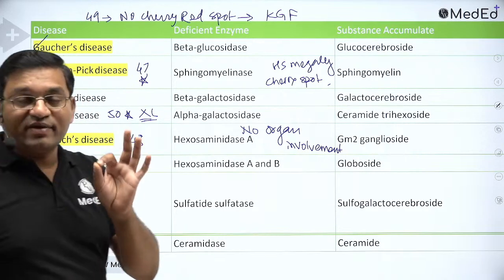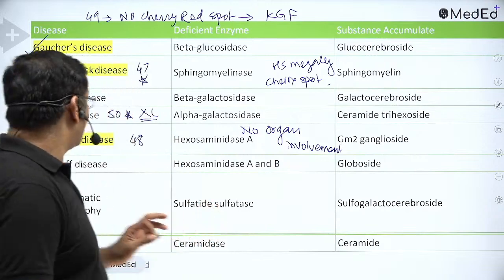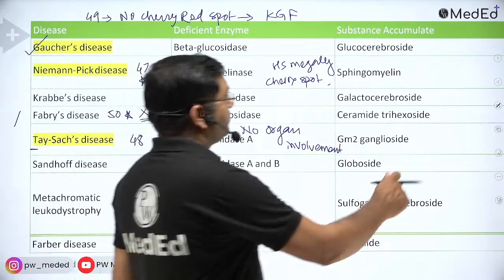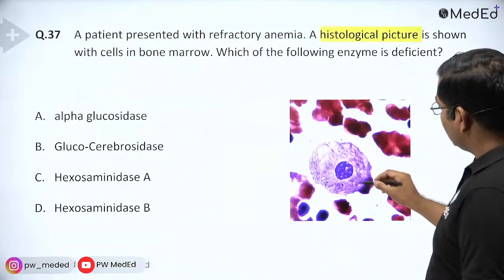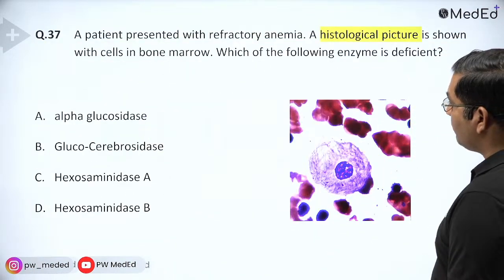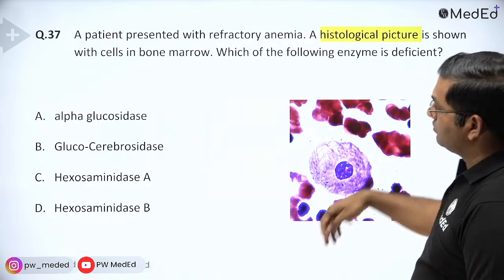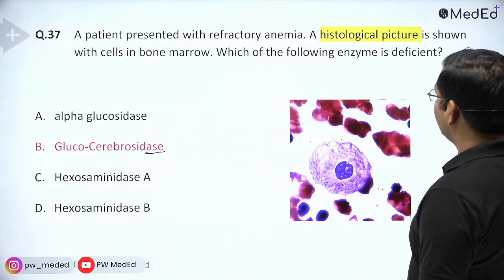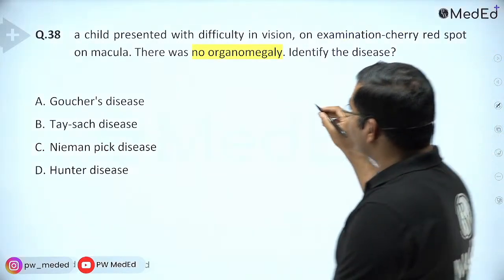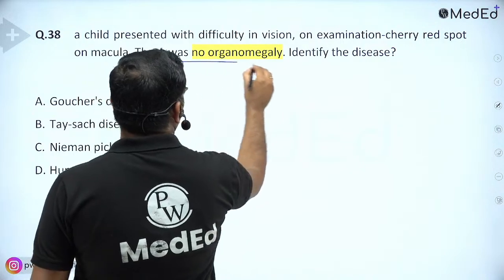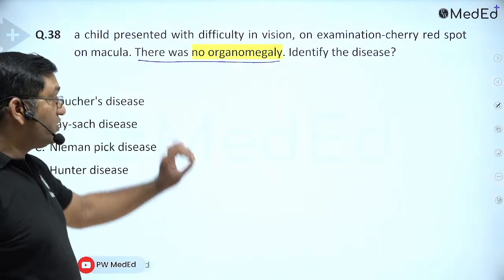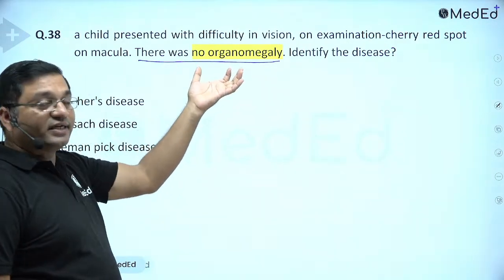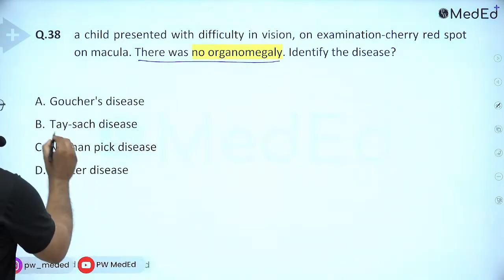Gaucher's disease: crumpled tissue paper microscopic appearance. See, this is the crumpled tissue paper appearance because of defect in glucocerebrosidase, beta glucocerebrosidase. No organomegaly. See, if you are suspecting a lysosomal storage disorder with no organomegaly, that is GM2 gangliosidosis, this is Tay-Sachs disease. Here the answer is Tay-Sachs disease.